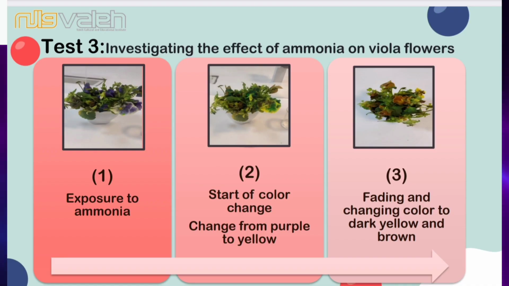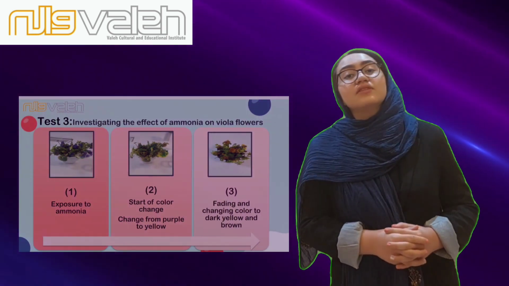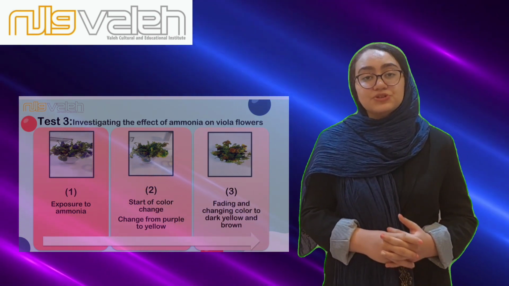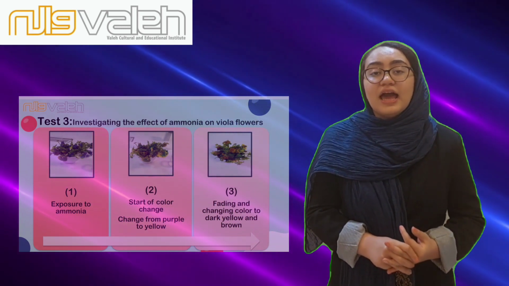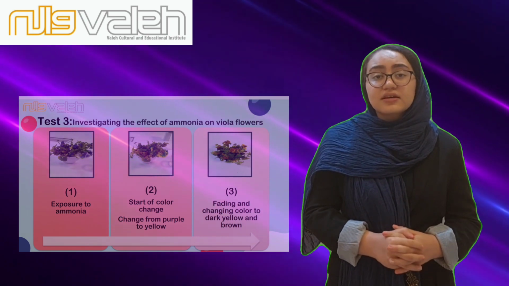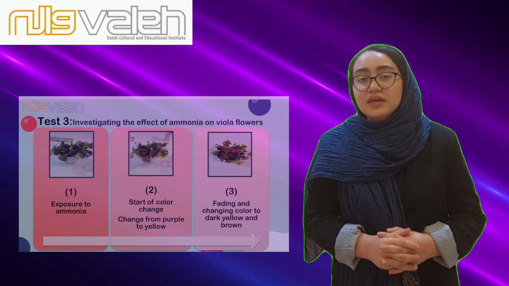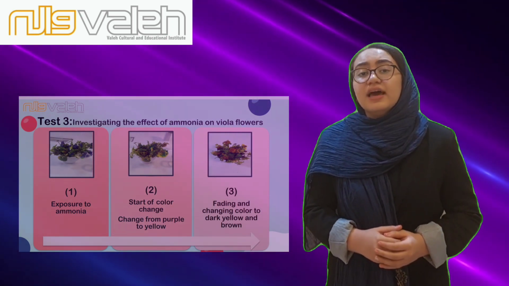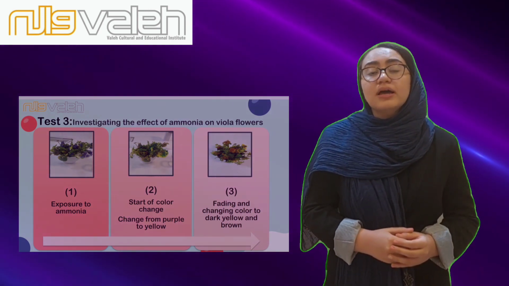About our third test data, which was carried out to investigate the effect of ammonia on violet flowers. You can see the main color of a violet flower in the first picture, and then the color change started in the violet flower after exposure to ammonia. And then we can see that the color changes from purple to yellow. In the third picture, we can observe the fading of the violet flower, and its color changes to dark yellow and brown.